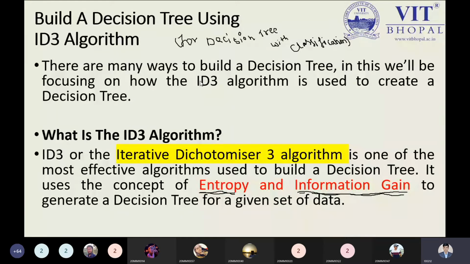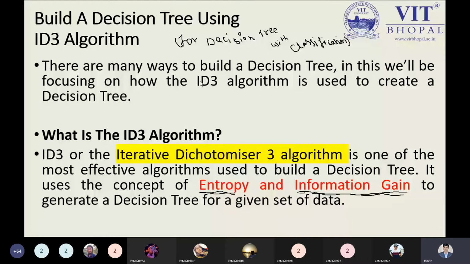So that's why the ID3 algorithm is much more popular compared to the other algorithms, but it is especially used for classification. So what is the ID3 algorithm? As its name suggests, ID3 is a version. ID stands for Iterative Dichotomizer.